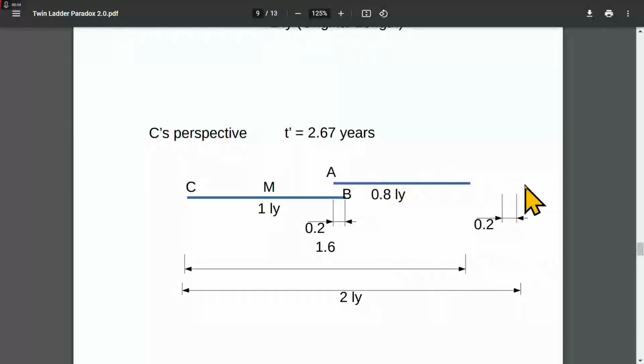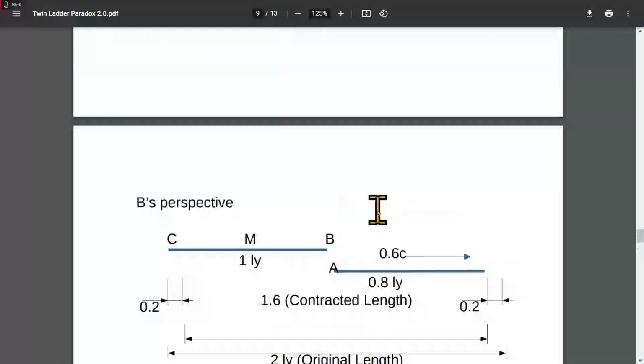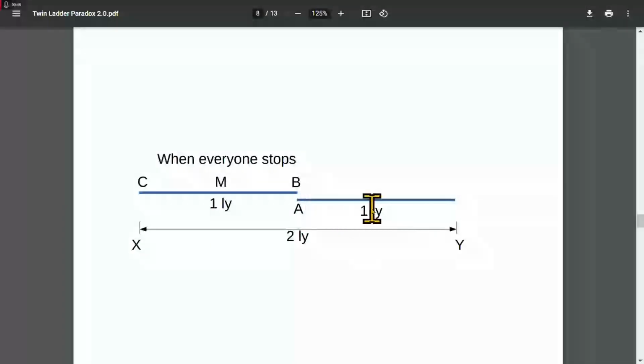So, again, the right side of A is 2 light years away, and A is 1 light year away, therefore A itself, so the left side of this ruler, will be exactly 1 light year away from C. So, we get back to the initial position. Notice how all three parties now see the same thing, right? Because when everyone stops moving, everyone sees the same thing. But again, their expansion occurs differently.